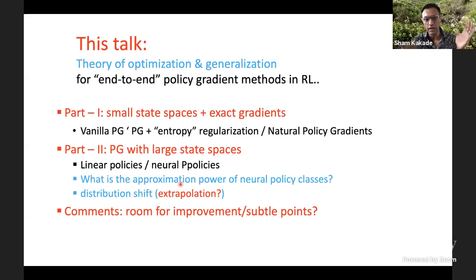We'll start with the tabular case, where we're literally going to look at the problem where the number of states and actions are small. But even here, it actually helps to start, okay, there's a typo there. I'm going to start with the vanilla policy gradients and look at regularization and the natural gradients. But even there, we'll start understanding what might be going wrong with regards to exploration and how to think about the landscape. Then we'll jump into linear policies as a warm-up, but then really try to get into neural policies and get at understanding what the approximation power of these methods is. And mention a few comments after.